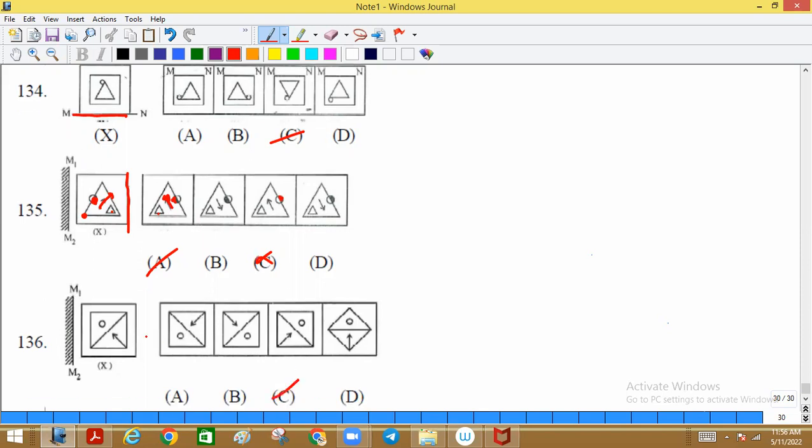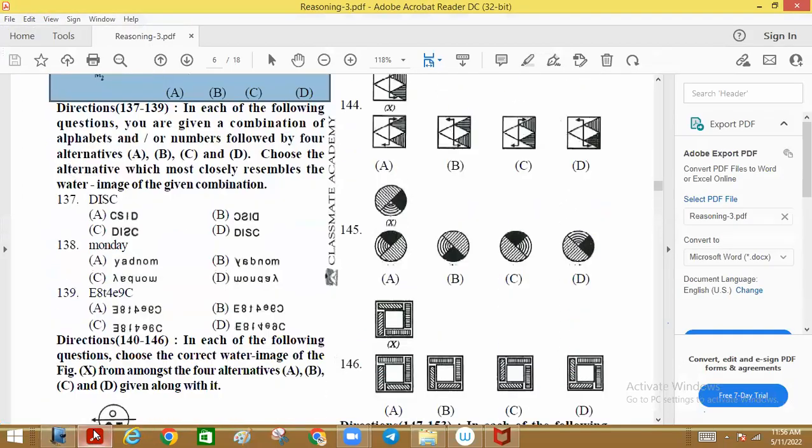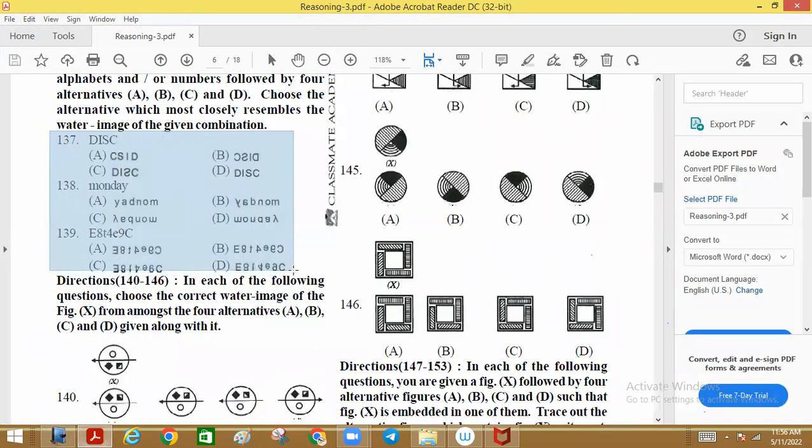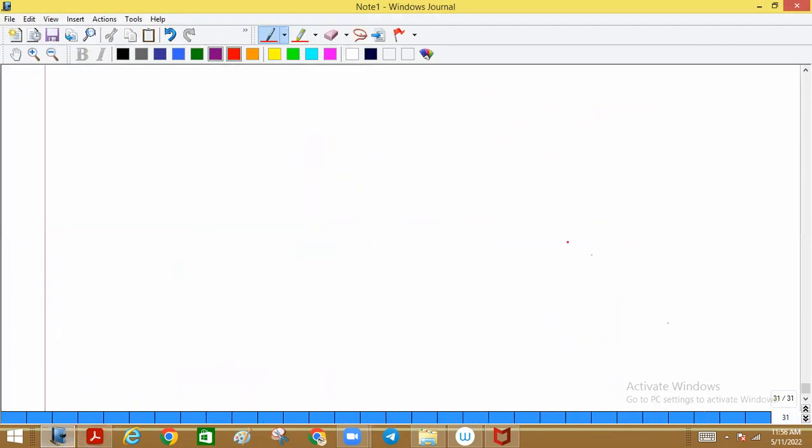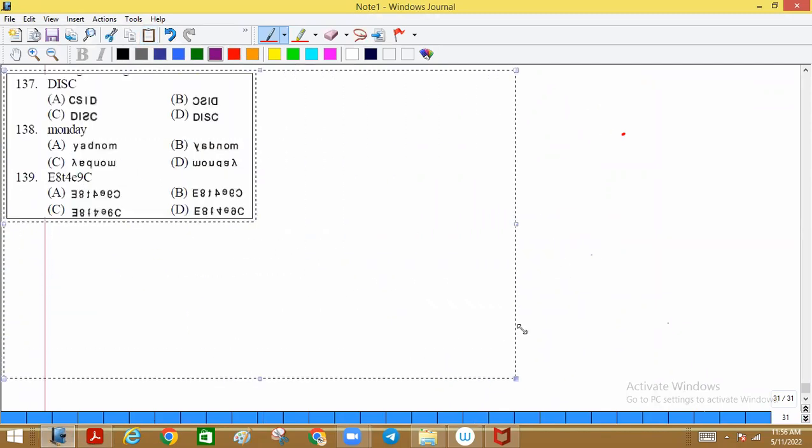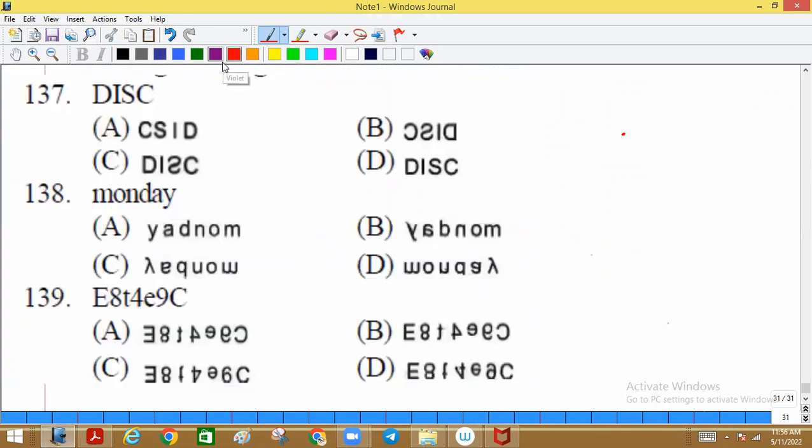For the answer, C. This line is sufficient. You draw a line like this. I think it's only having this line. Next. Now we'll see water images. So these are water images. Yes, try to answer it. C? Yes or no? Yes. Next. Yes, C.